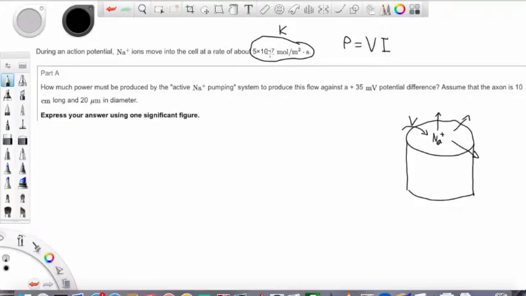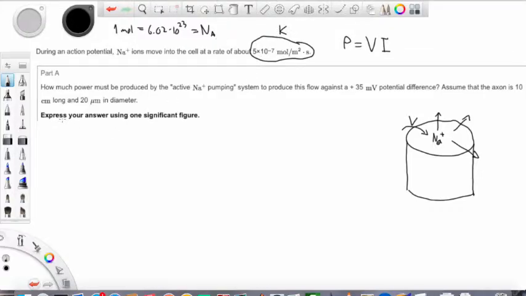So it says that sodium ions move into the cell at a rate about 5 times 10 to the minus 7 moles per meter squared per second. So that many moles per unit area per unit time. 1 mole is 6.02 times 10 to the 23 particles, in this case sodium atoms. So this is, as you well know, the Avogadro's number.